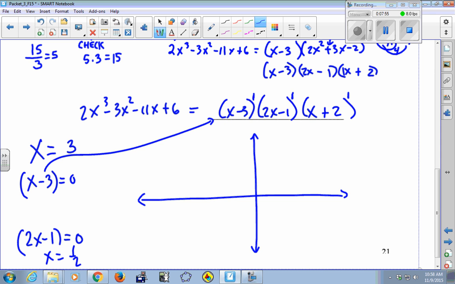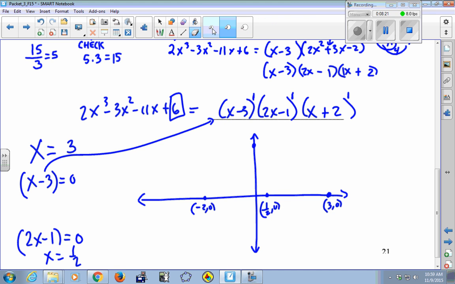So I'm out here at 3. 3, 0 is an x-intercept. 1/2, 0 is an x-intercept. And what's my last x-intercept? -2, 0. -2 being the 0. -2, 0 being my x-intercept. What's my y-intercept? 6. Yes, the constant right there. Here we are, way up here is 6.